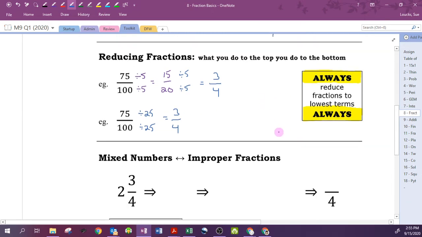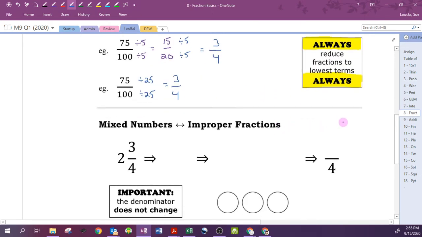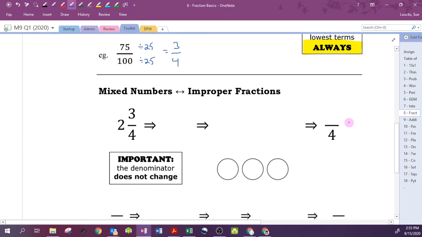All right, next thing, changing from mixed numbers to improper fractions. So I have this mixed number, which is 2 3/4. Okay, I'm going to show you what you do, and then I'm going to show you why you do it.